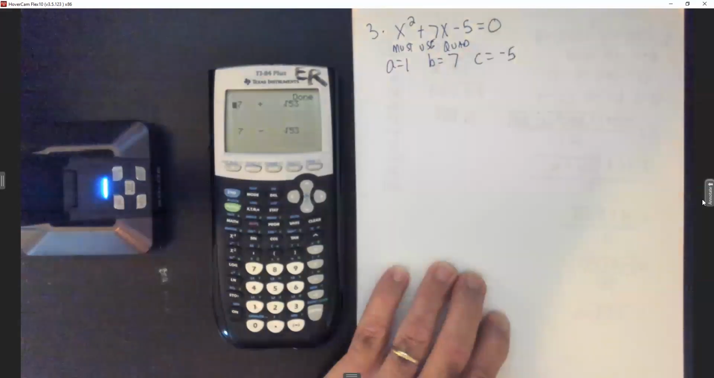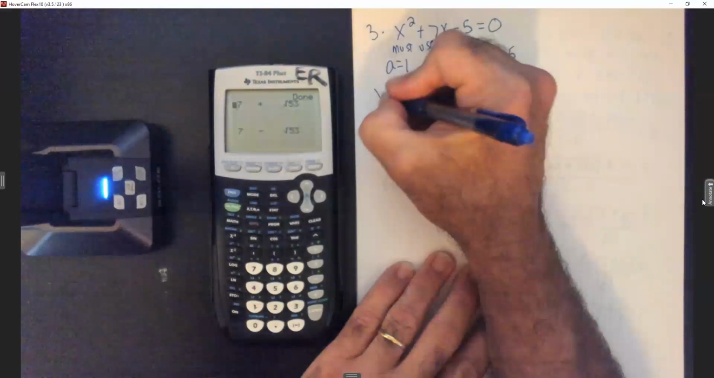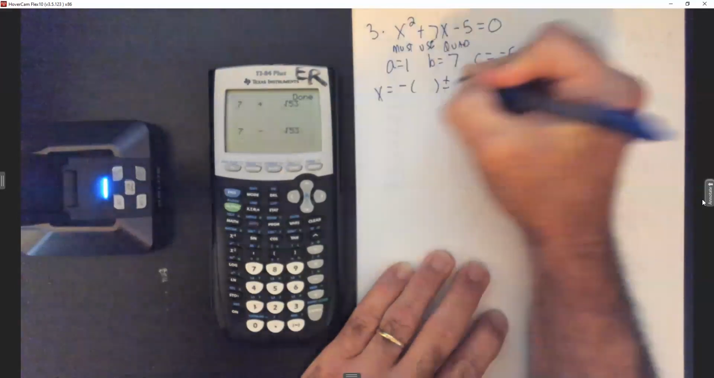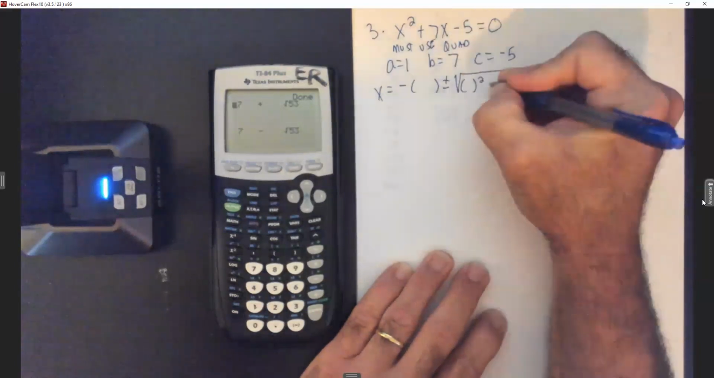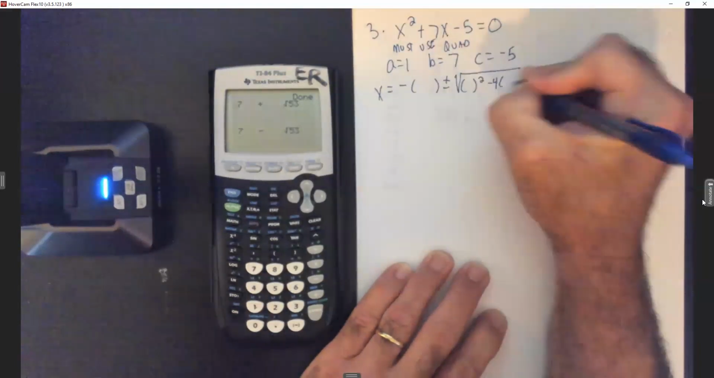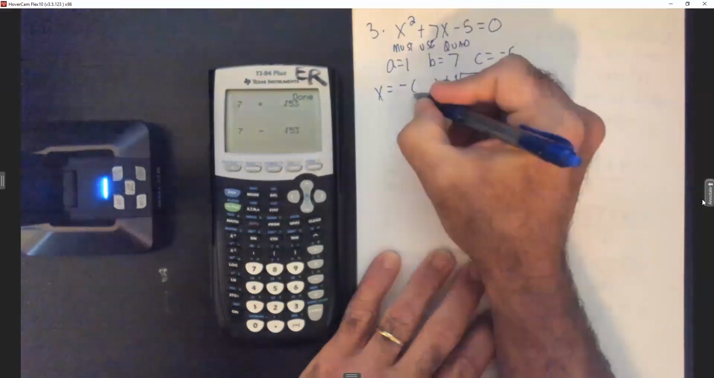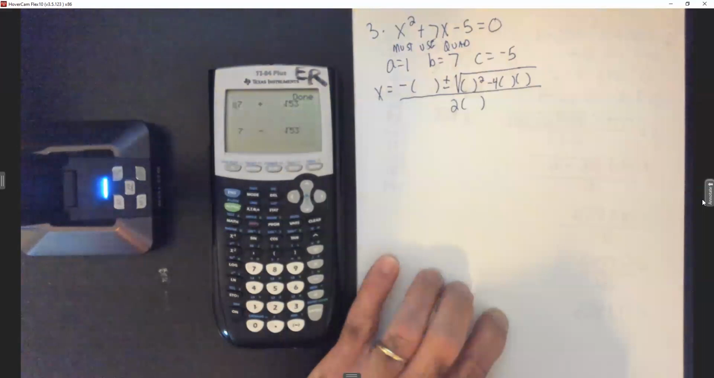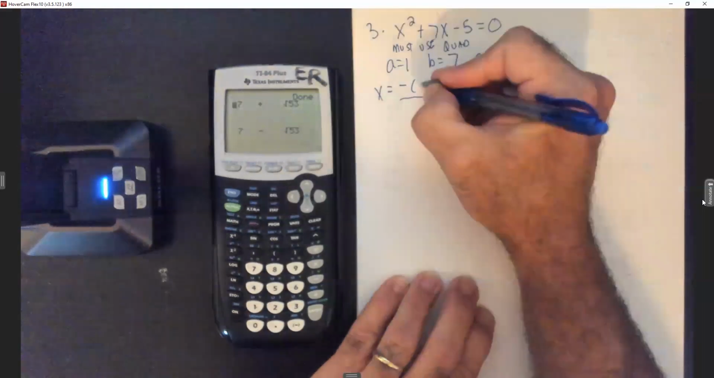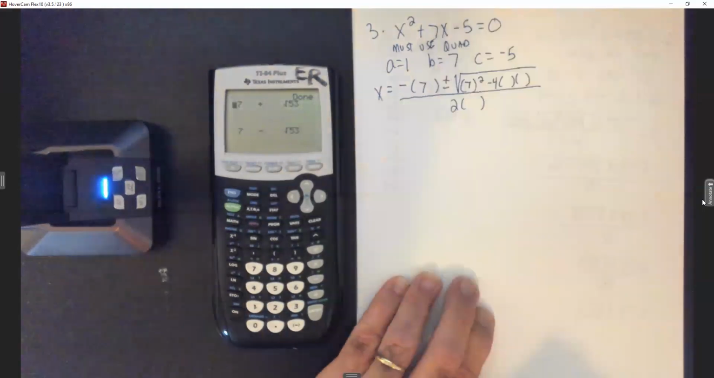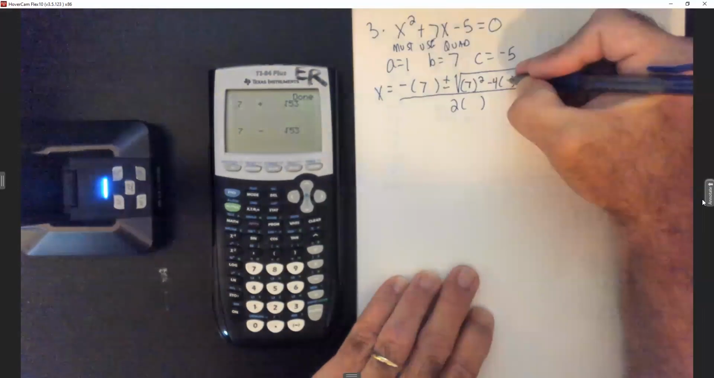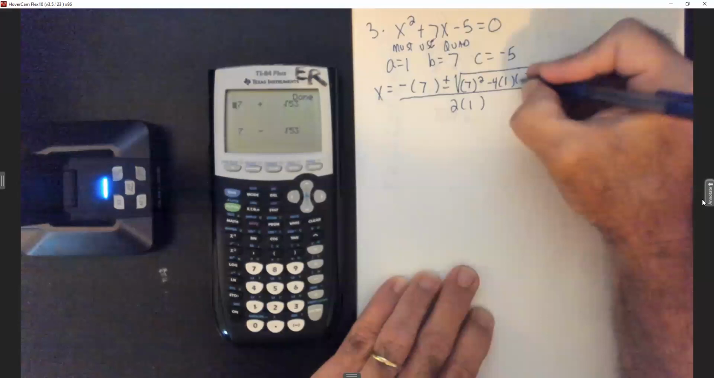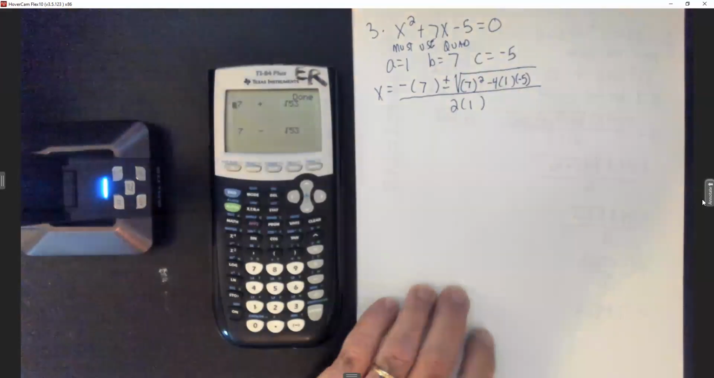All right, and here we go. X equals -b plus or minus square root b squared minus 4 times a times c all over 2 times my a. All right, so b was 7. That's going to go there and there. A was 1. That'll go there and there. And then C was -5. All right, we got everything plugged in.